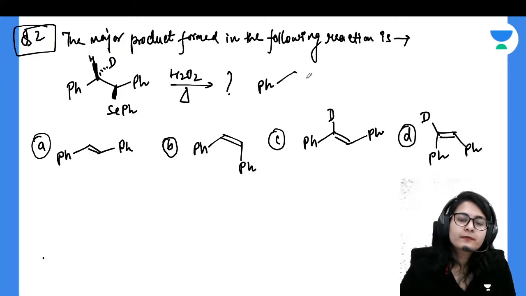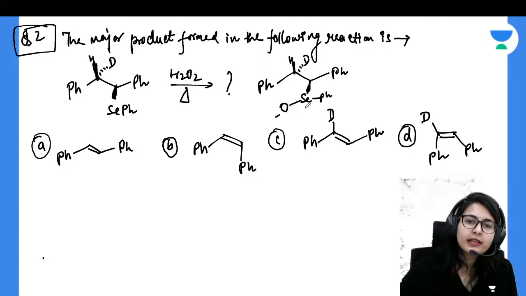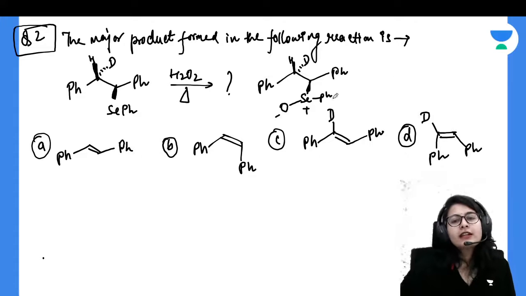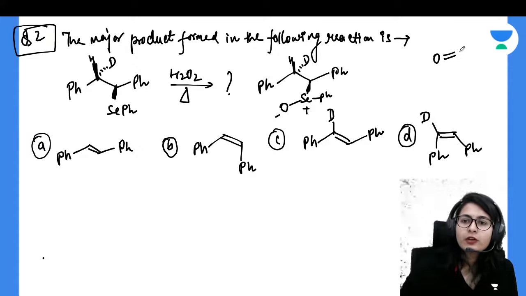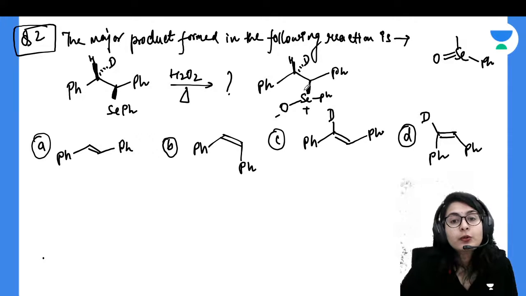So there's this hydrogen above, the deuterium is below. Selenium, SePh group, this is going to get oxidized. Let's say I am writing O minus and Se plus. You can write in this way, that will also be correct, or you can also write it like this. This is also correct. Both of these representations are correct. Yes. So it is going to be your syn elimination reaction.